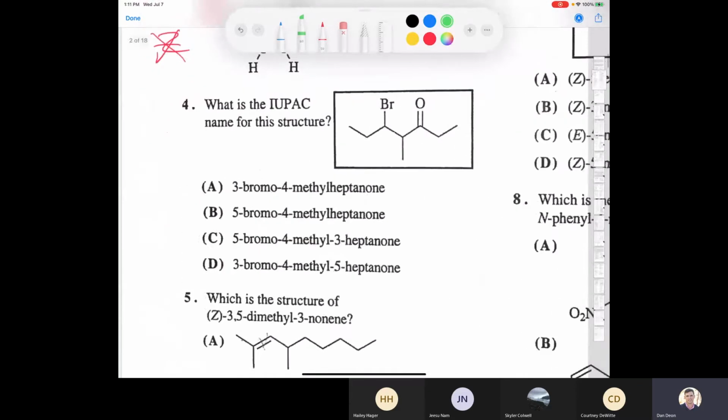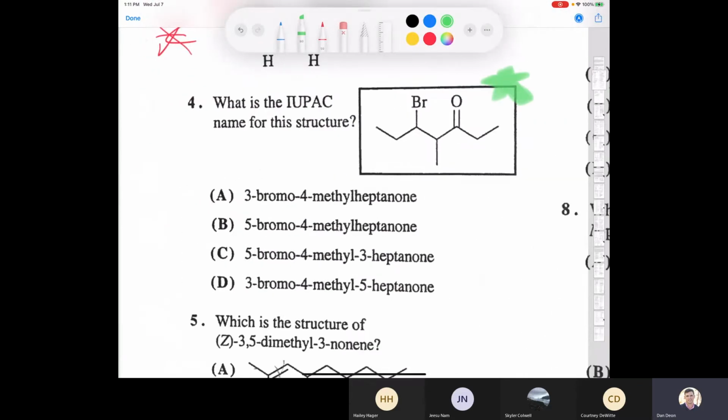Let's move on to question number 4. Here we're naming a ketone. We're just asked to name this guy right here. It says, what is the IUPAC name for this structure? I'm going to give you a couple seconds to look at it. And if you think you have an answer, feel free to throw it up in the chat.